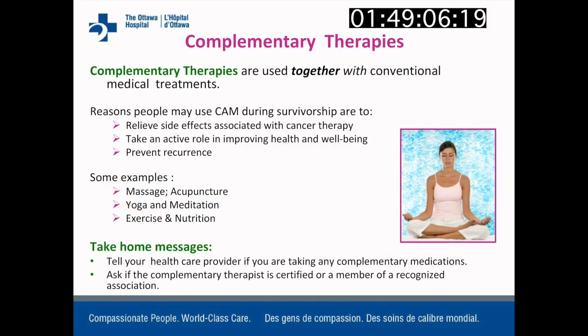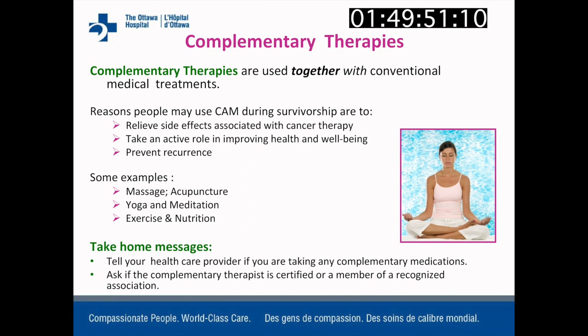I'd like to take a brief moment to talk about complementary therapies very briefly. Complementary therapies are also used with conventional medical treatments. There are a lot of reasons people use complementary therapies, particularly during survivorship. Sometimes it's to relieve side effects associated with their treatment, taking an active role in preventing recurrence and improving your overall health. And we often use complementary therapies for other medical treatments, such as heart disease and diabetes. We've mentioned many of these today, things like vitamin E, calcium, vitamin D, massage and acupuncture, and yoga, and even exercise and nutrition are complementary therapies.